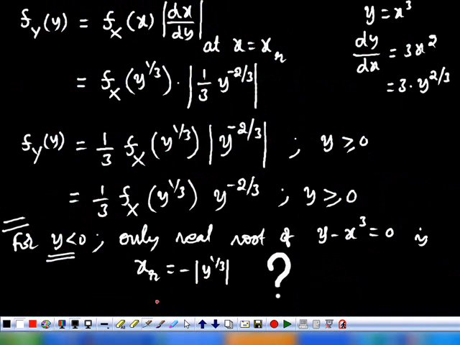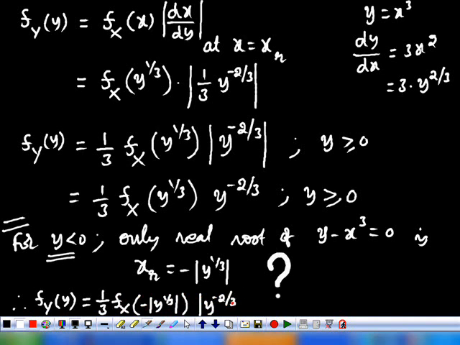Then find fY of y. Therefore, what is fY of y? This will be 1 by 3, you will get again fX of minus modulus y power 1 by 3 into modulus of y power minus 2 by 3. This is for y less than 0. Is it required to add these two? Is it required to add those two?